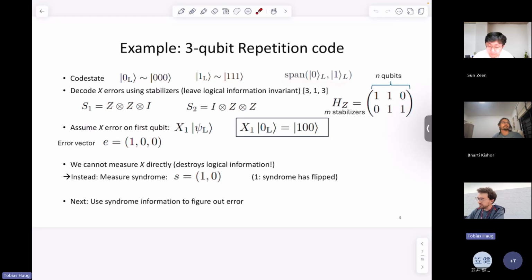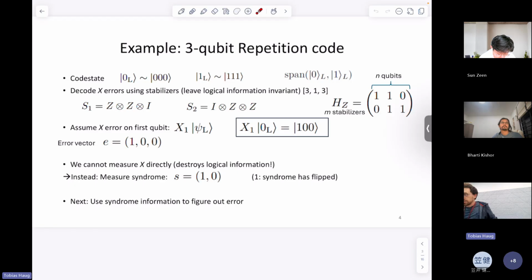This code only protects against X errors, not against Z errors, because it's missing some parts, but that's fine. You can see it as a [[3,1,3]] code where the distance 3 only protects against X errors.